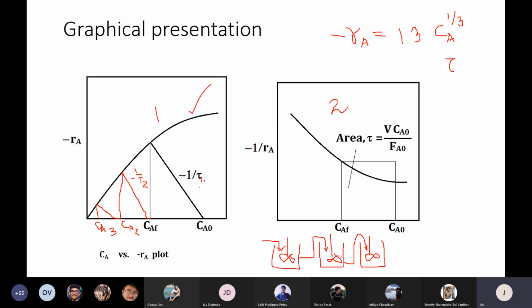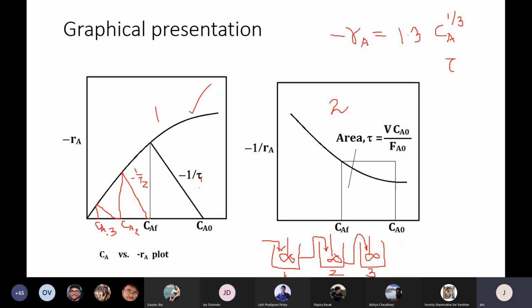If the reactor sizes are different, then the slope will be different. We can draw straight lines with different slopes, 1 by tau 1, 1 by tau 2, 1 by tau 3, to reach the final concentration. So we can solve for CA. Otherwise, the alternative method is to write three separate mole balances for reactor 1, reactor 2 and reactor 3, and solve these three equations to get CA3.